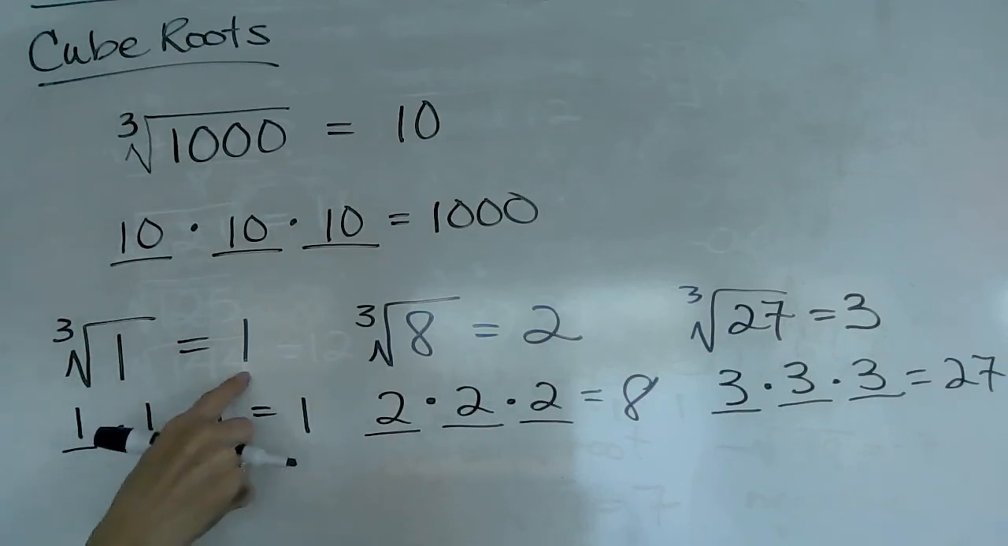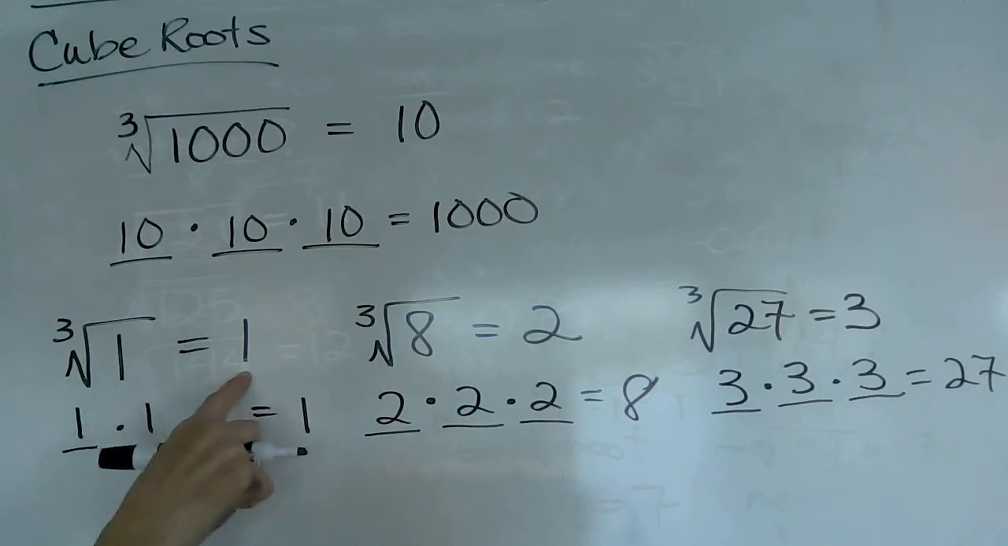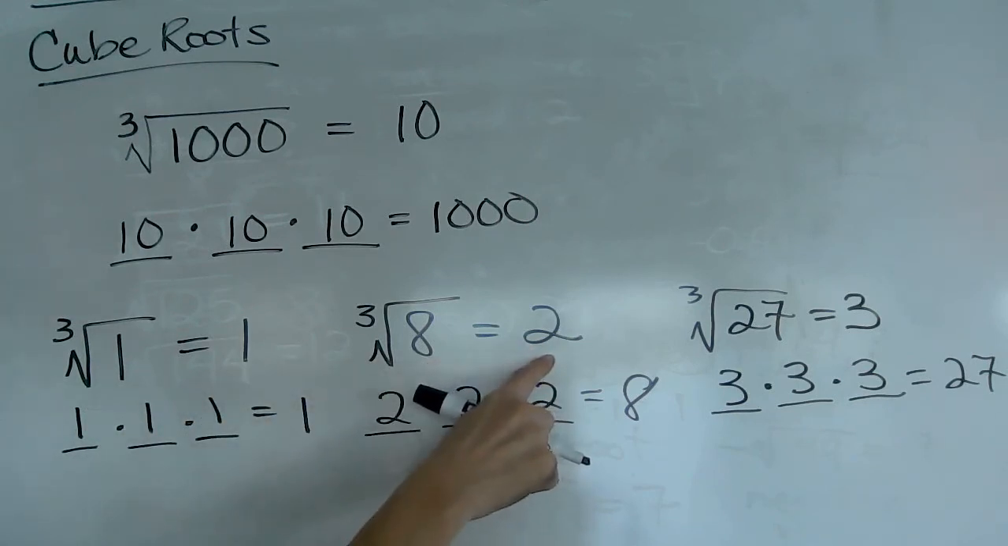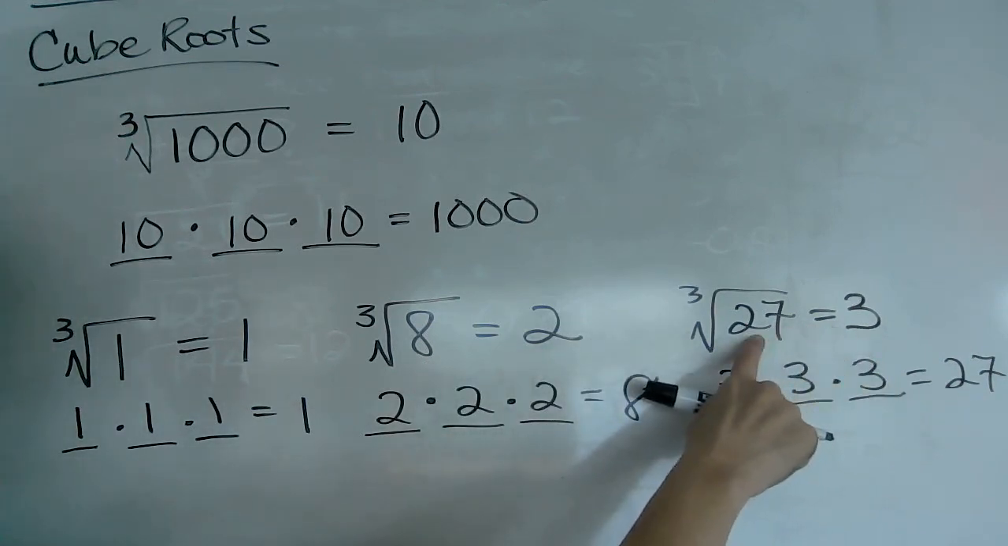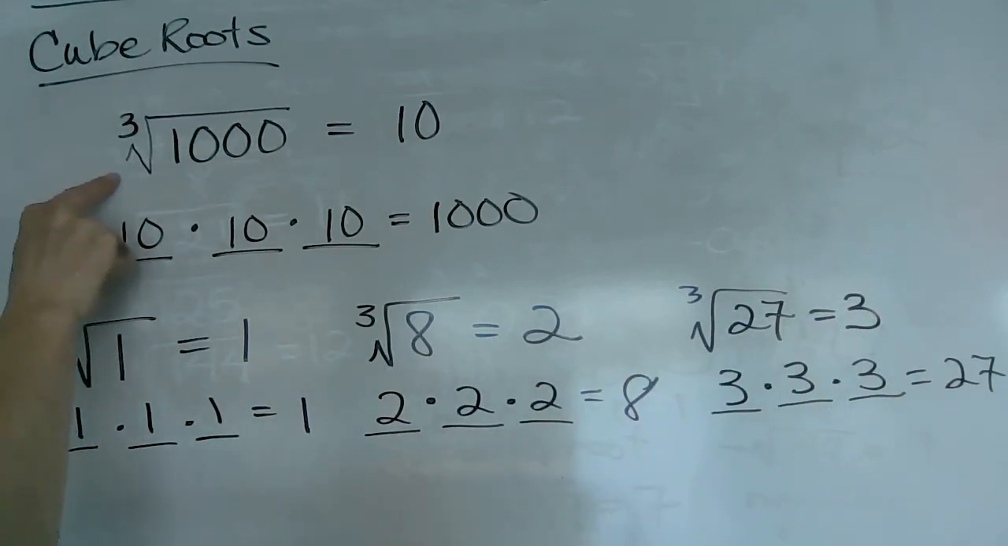So what number times itself 3 times gives us 1? 1. What number times itself 3 times gives us 8? 2. What number times itself 3 times gives us 27? 3. So that's what a cube root is. The symbol is the same as the square root symbol. They just throw in a 3 in that little corner.